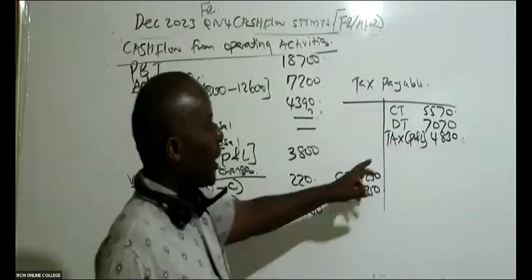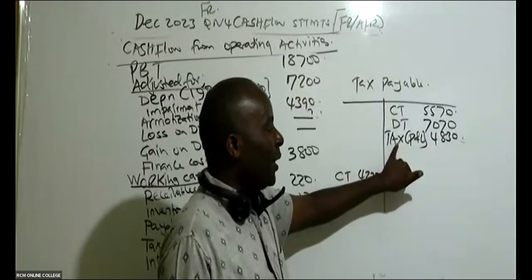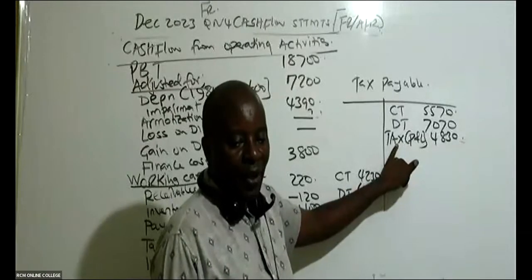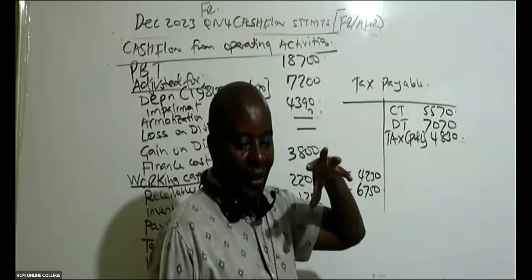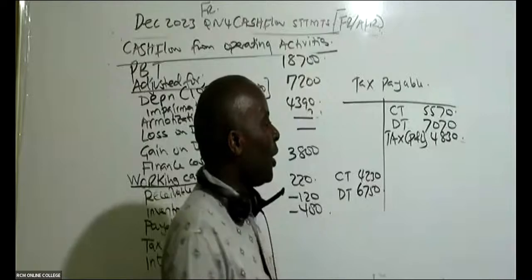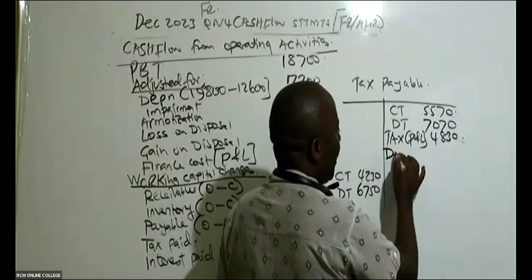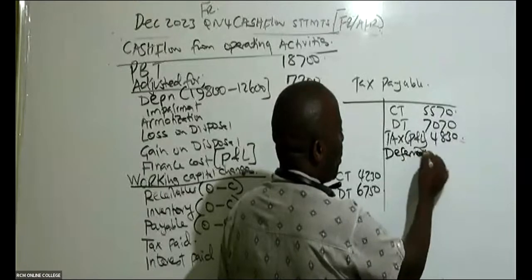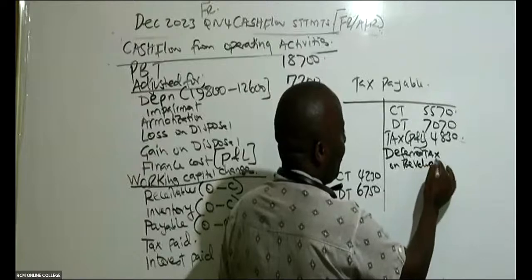So you see the tax in the P&L. Were you able to see how I picked the tax for the year from the P&L? Yes. So then the only thing we need is deferred tax on revaluation.